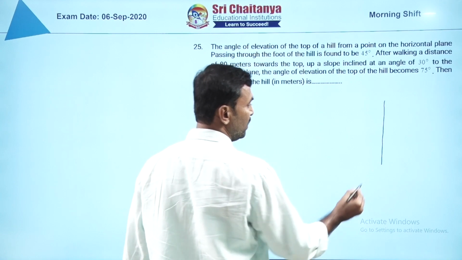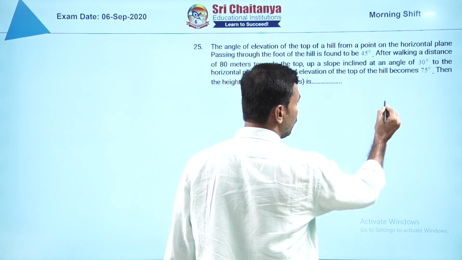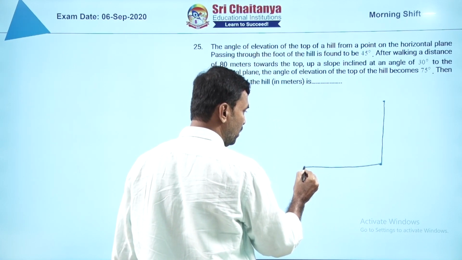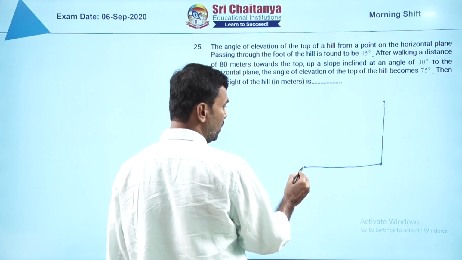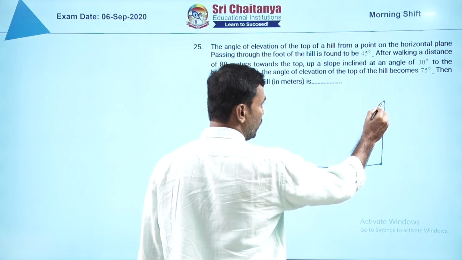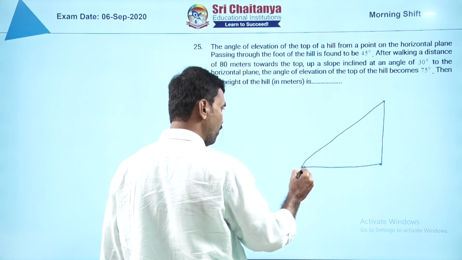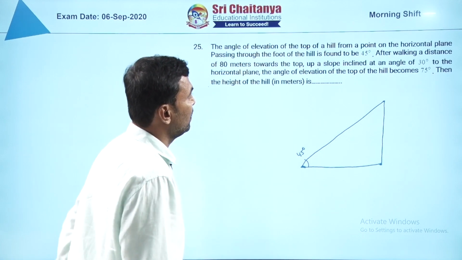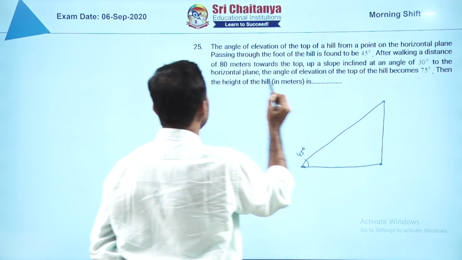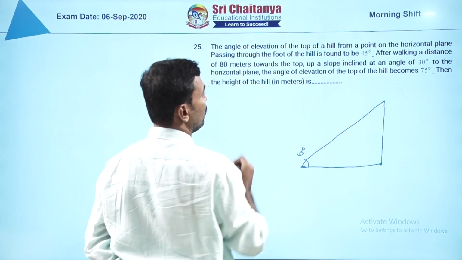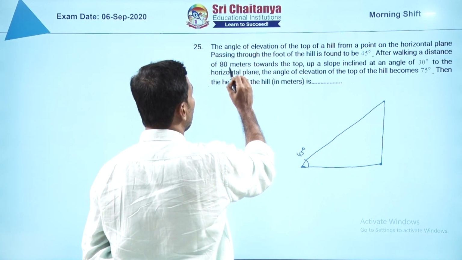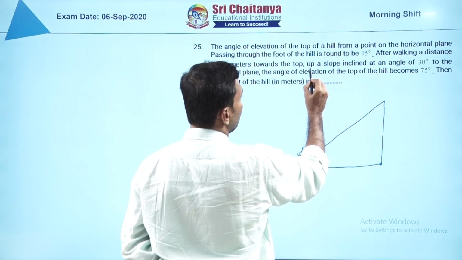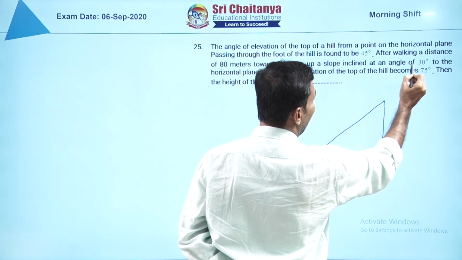See, there is a hill, this is the foot of the hill, this is the top of the hill. From the foot of the hill on the horizontal, there is a point here. From this point he is observing the top of the hill and he finds the angle of elevation is 45 degrees. Next, after walking a distance of 80 meters towards the top, he is walking 80 meters distance. How is he walking towards the top? Up a slope inclined at an angle of 30 degrees.